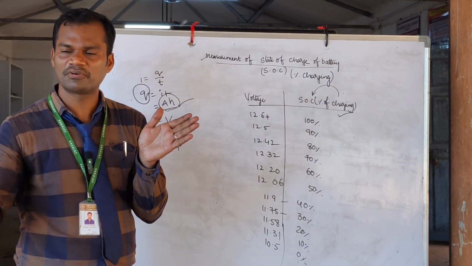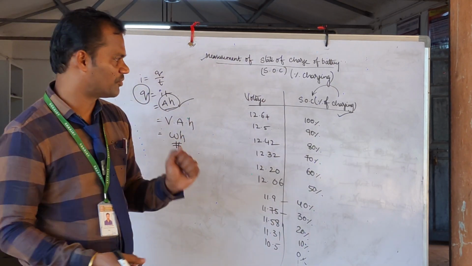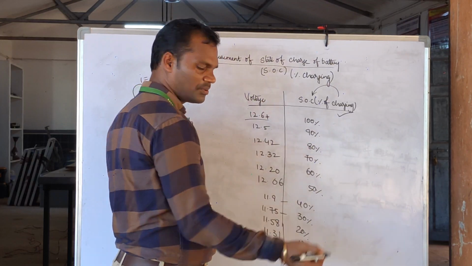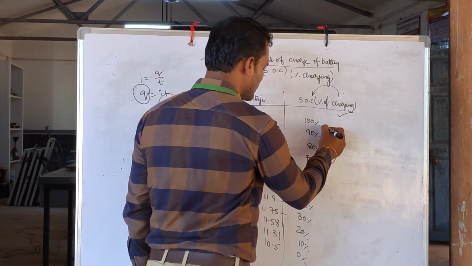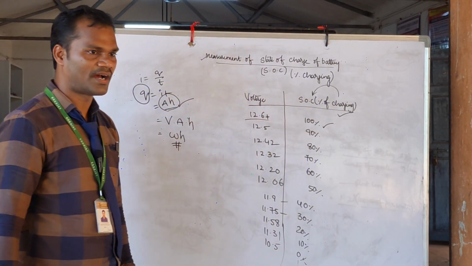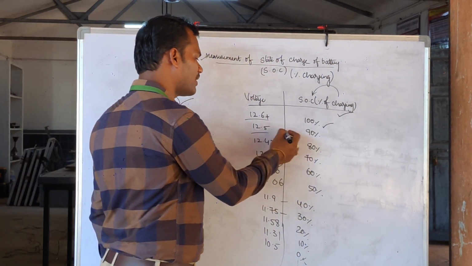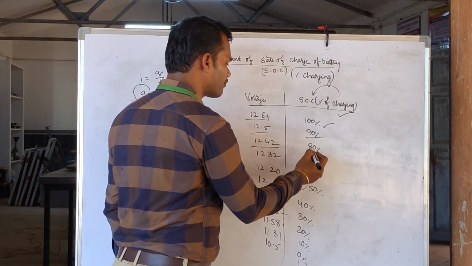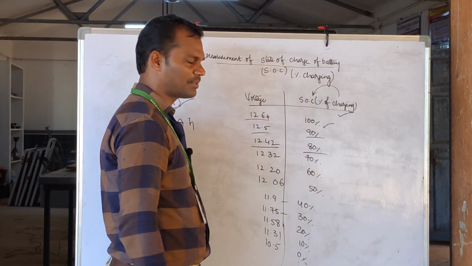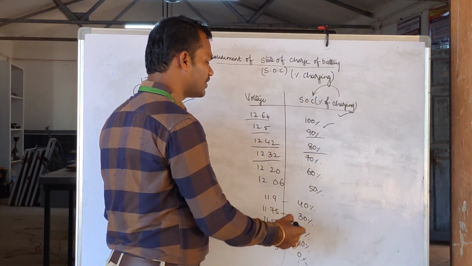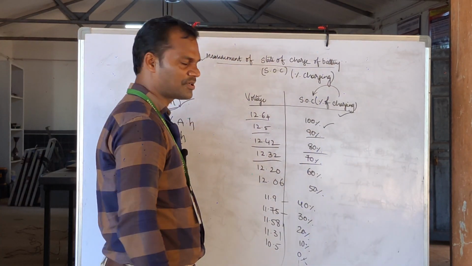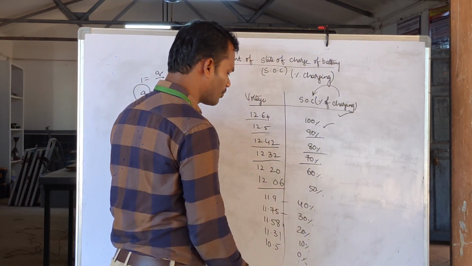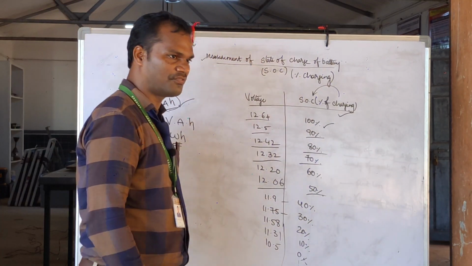If it is 20% only, what will you do? You will perform the charging. So if your voltmeter shows 12.6, you can say the state of charge is 100%. If it is showing 12.5, the state of charge is 90%. If it is showing 12.45, the state of charge is 80%. If it is showing 12.32, the state of charge is 70%. If it is showing 12.06, the state of charge is 50%.